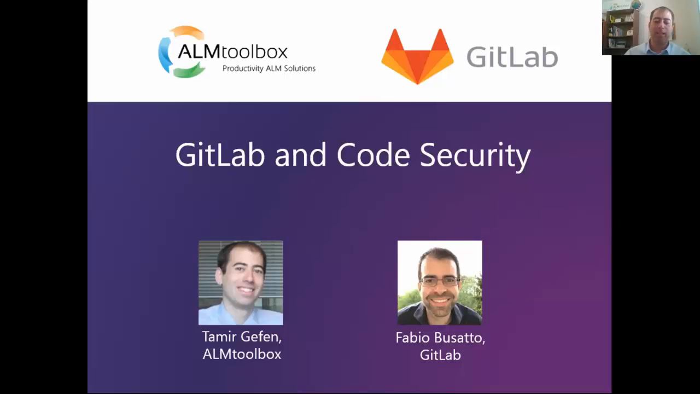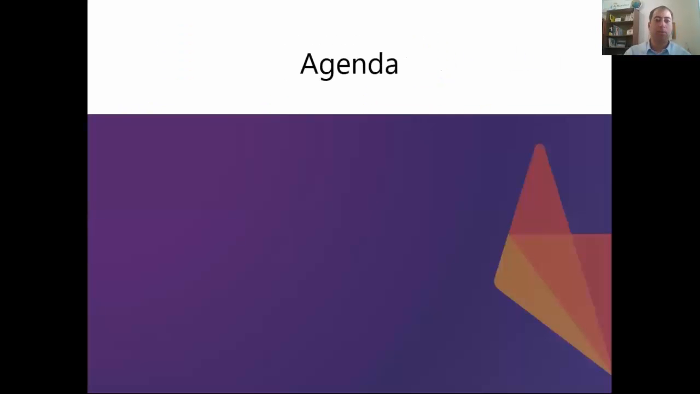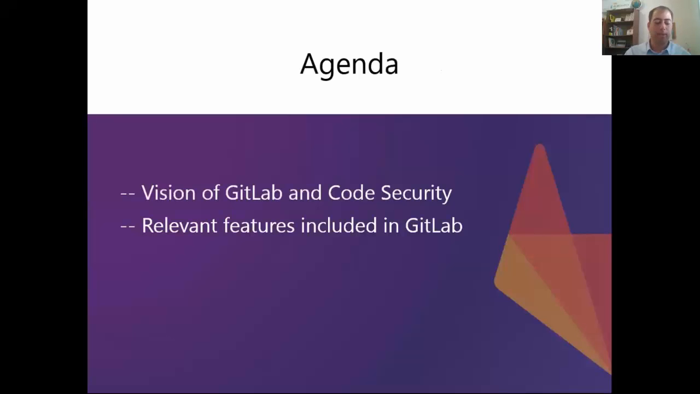Okay, so today we are going to cover the following. So first, we will talk about the vision of GitLab and code security. Then we will see an overview of all code security features included in GitLab. Then it's a demo time. We will see how it works as part of development and CI processes. And then we have time for questions and answers. And if you want, you can use the chat to ask some of your questions.